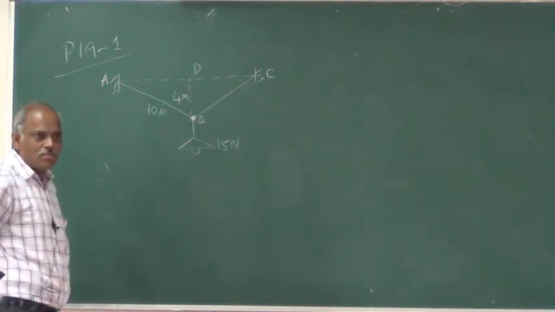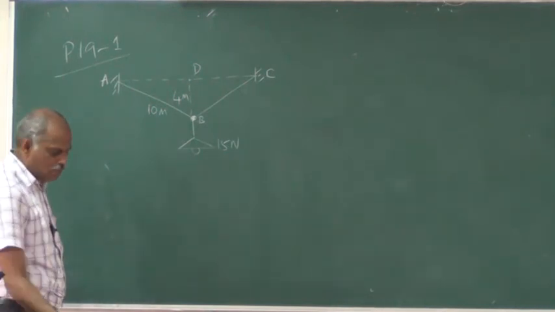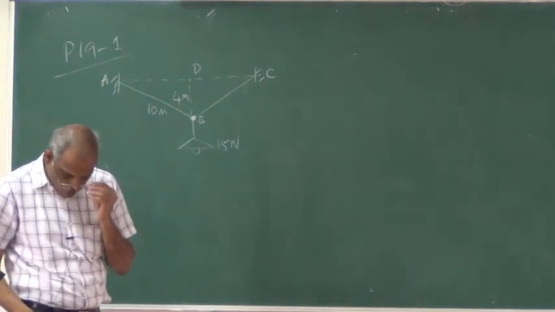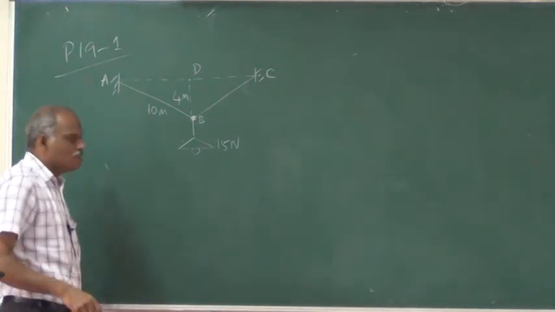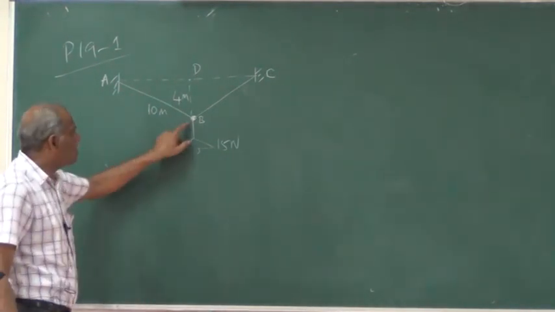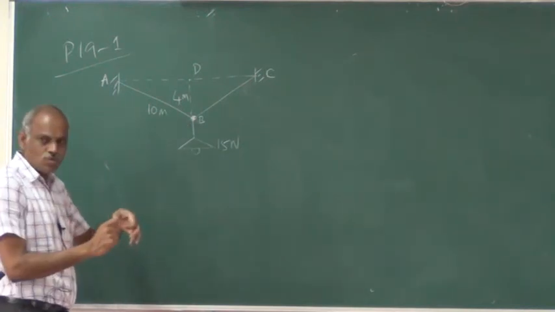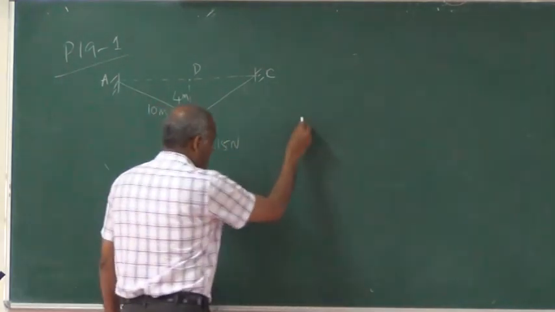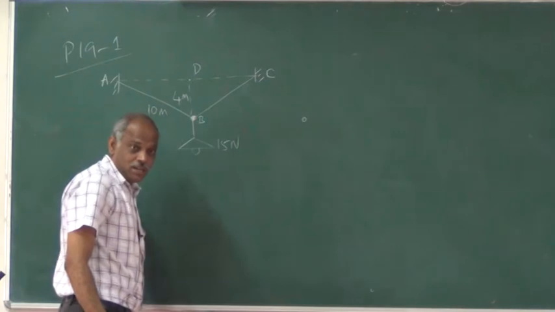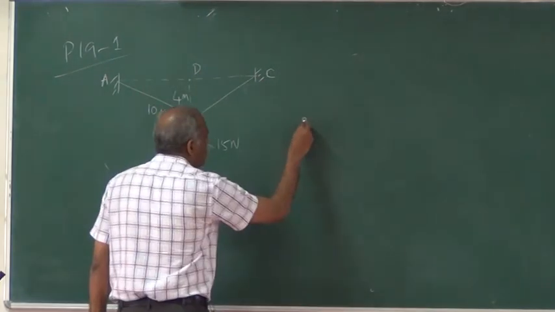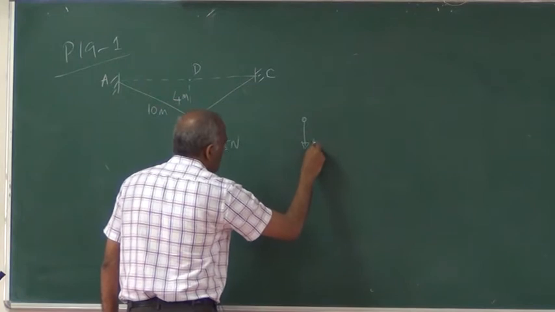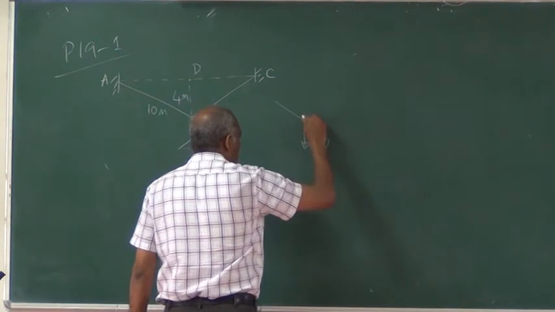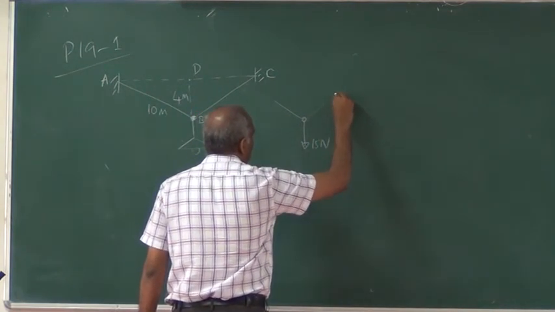So this is the problem. You have to find out the tensions in the two ropes. So it is a suspension like this. Now if you look at this point B, that is a small ring and two wires. If you look at the force interaction or free body diagram of that ring, you have a force, that is the weight, which is acting as 15 Newton. Then you have two forces which are acting like this.